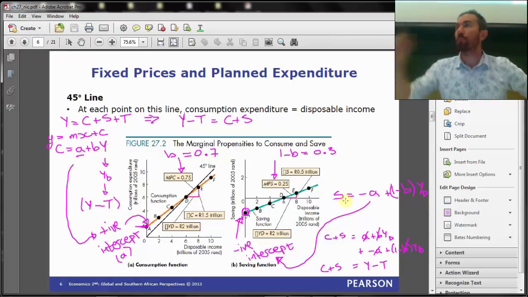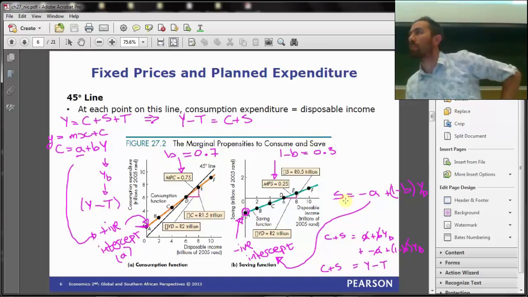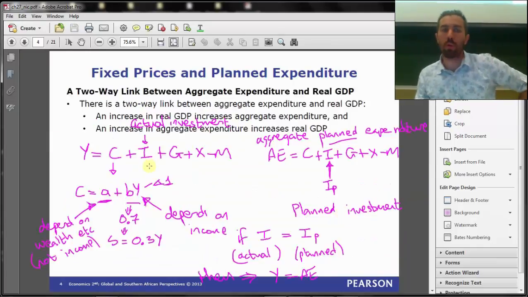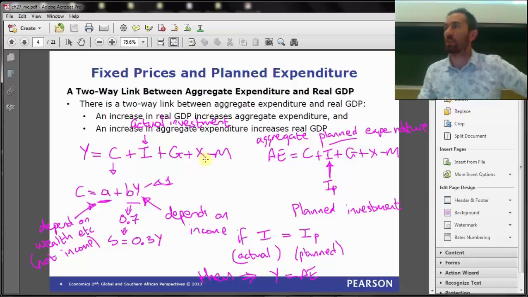Sorry, did you say I, G, and X? Endogenous variables? No, I, G, and X are exogenous variables. Does that mean they have no effect on aggregates? No, it means that if I change I or G or X, it will affect Y. But if I change Y, that doesn't feed back and affect I and G and X.